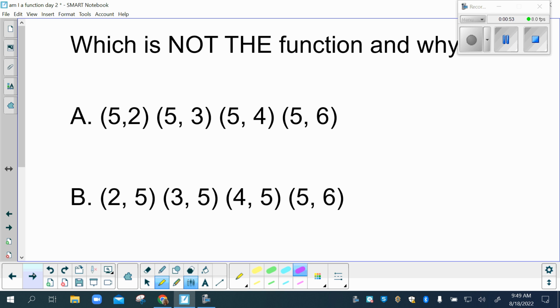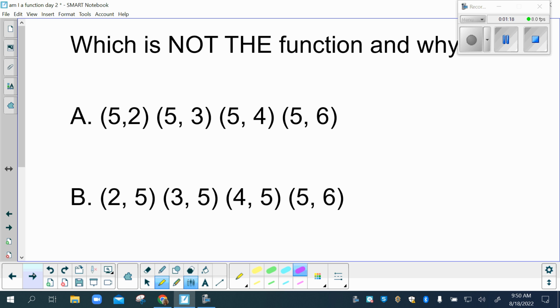Do I have a brave group who wants to tell me? Can you tell me which one is not a function? He's a function. So B is a function? Wait, he is? No. He is not a function. I think B is a function. And you know what? He set me up to explain why.